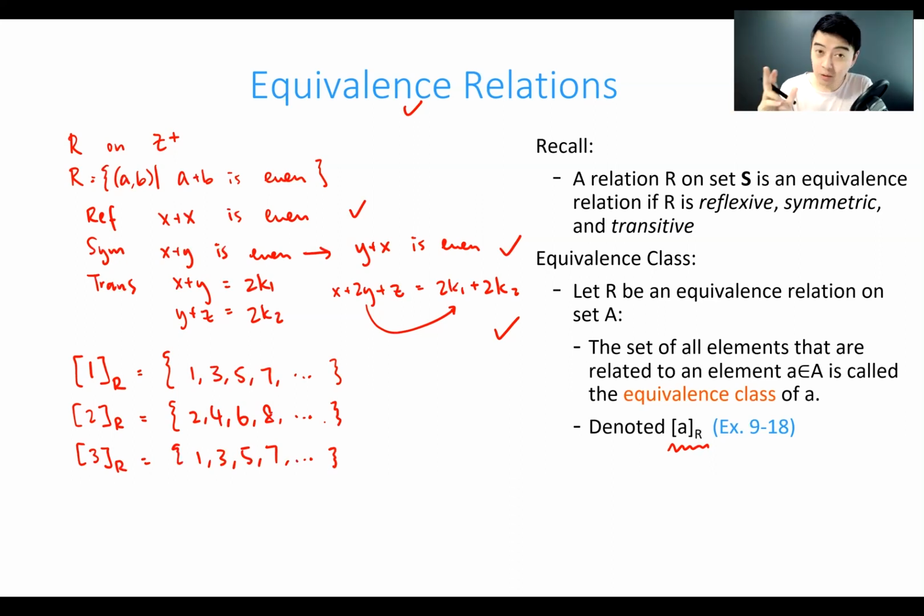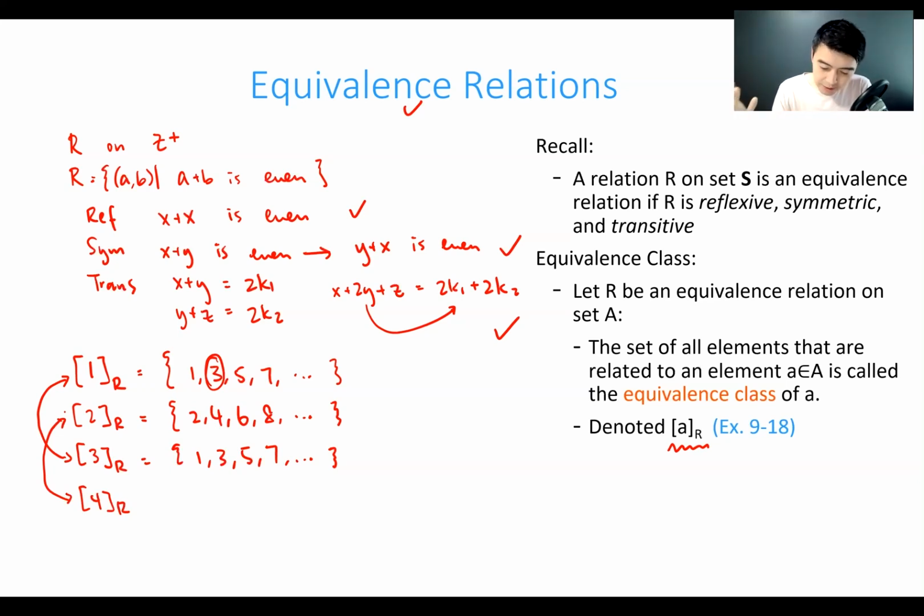What comes out of this is that the equivalence class of 3 and the equivalence class of 1 are the same thing. One thing I'll point out right away is that 3 is already found in that equivalence class, so that tells you something. What's the equivalence class of 4? Well, it's the same as 2. The equivalence class of 5 is the same as 1.